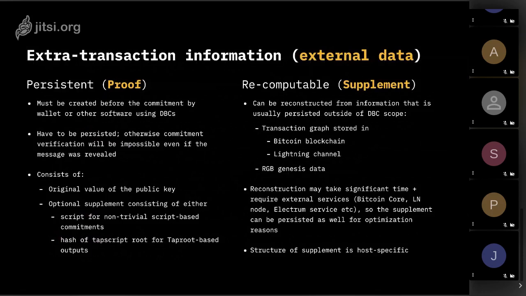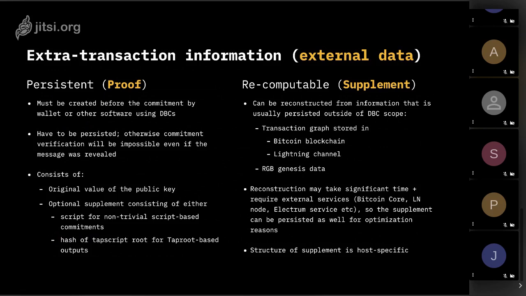So for external extra transactional data, there is a persistent and a recomputable part: the proof and the supplement. And the proof must be created before the commitment by the wallet or other software. So it's not a result of the commitment procedure. It is created before the commitment, and it becomes part of the container. It has to be persisted, and it consists of the original value of the public key and additional data. Sorry, I used supplement here, but again, it should be a different word. That's why terminology is important.